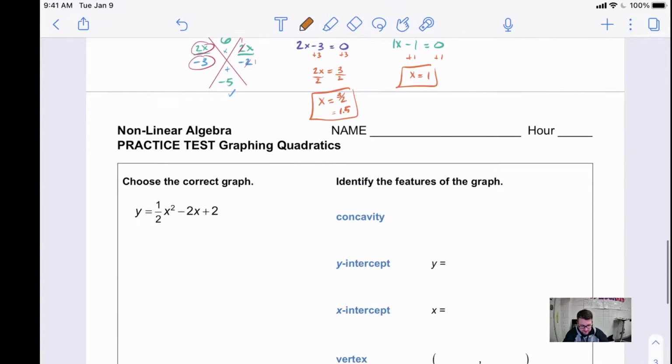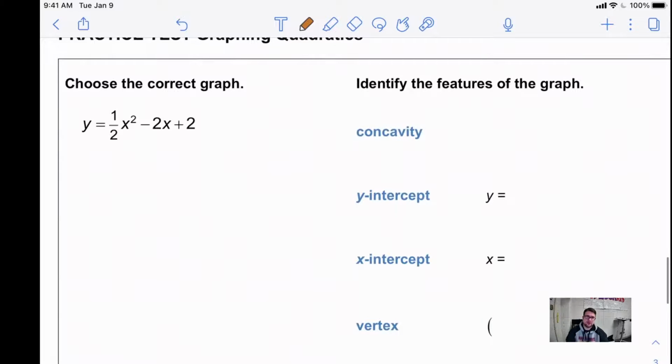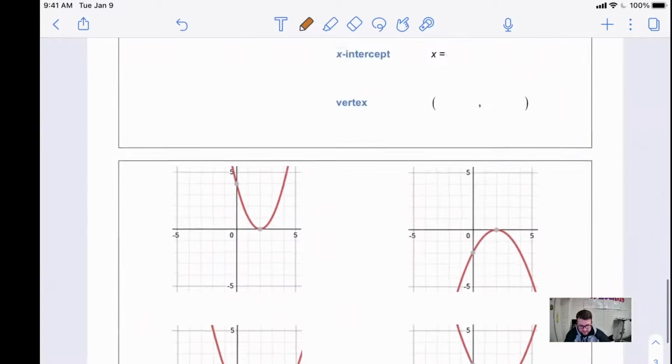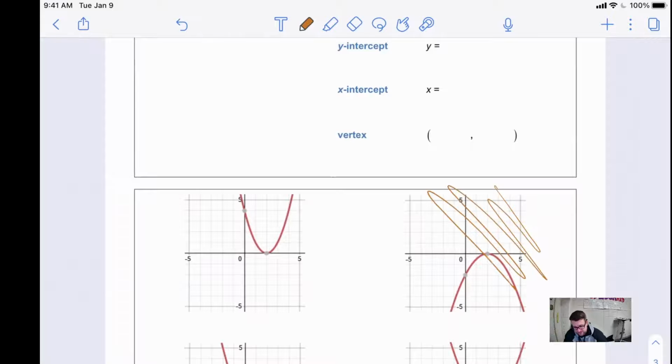Yep, another selecting one. So we want to select the correct graph here. Now in this one, they don't give us the graph at all, and we are also asked to identify the key features of this graph. So let's see what we can do. Looking at this first one, if you check this number, and this number is positive, which 1/2 is positive, there's no negative sign in front, that means that our concavity is going to be concave up. Now, if we're trying to select the graph, let's get rid of any that aren't concave up. It looks like this one was concave down, so we don't need to even think about that graph anymore.